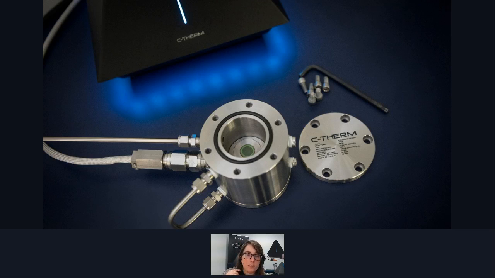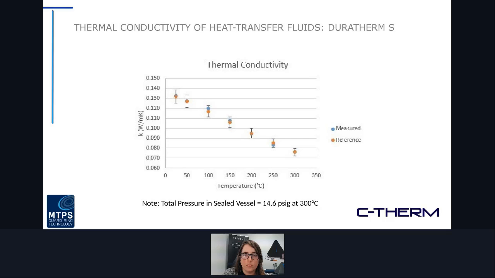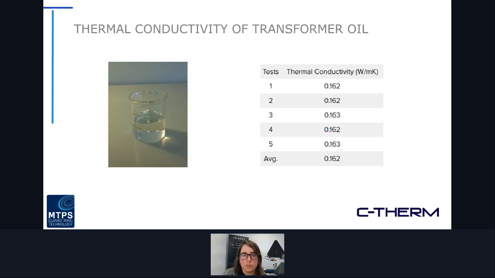The next set of validation data I'll illustrate here is tested using a high pressure cell accessory like you see on this slide here. You can see the sensor in the center of the bottom of the cell there. Basically, when you have one of these cells, if you have it equipped for liquids, there's a little cup at the bottom that holds your fluid that you're testing. And you can see the thermal conductivity of a silicone-based heat transfer fluid, Durotherm S, from basically room temperature all the way up to 300 degrees Celsius. We also looked at a slightly different type of transformer oil recently, and this shows the test results from that.